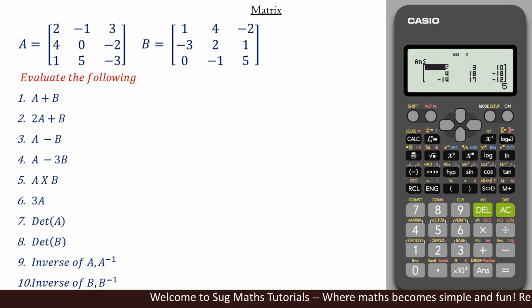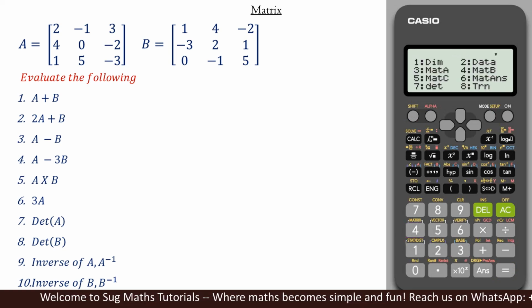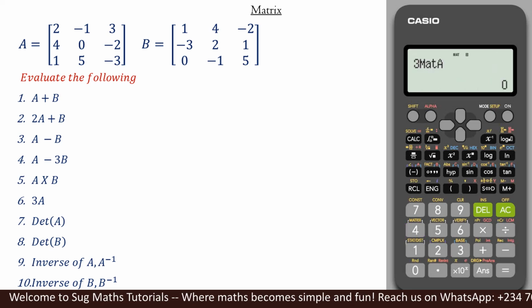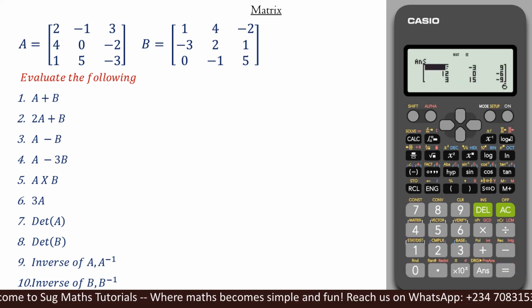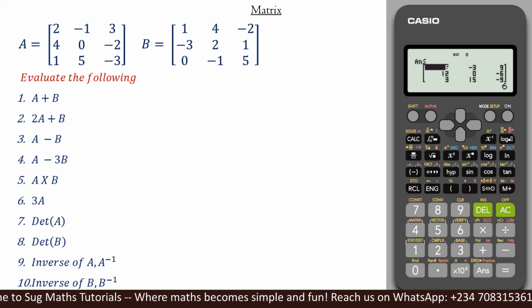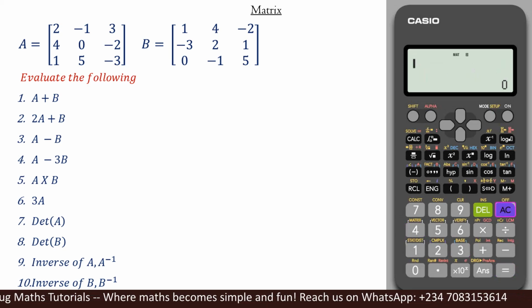Good. Now we can also say matrix A multiplied by 3, or 3 multiplied by matrix A. So here we have 3. Then we shift matrix. We have option 3 again. Say 3 times matrix A. So this is it. That is when you multiply matrix A by 3. Are we together? Yes. Now let's go again.